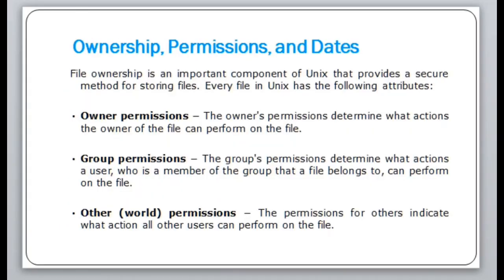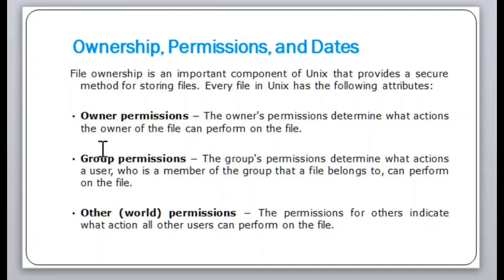Alright, let's go ahead and move on to ownership, permissions, and dates. So we're going to spend a good amount of time on this because this is actually really important info for the Linux system. This is how it stays secure, and this is how a lot of things are run on the system. So file ownership is an important component of the Unix system that provides a secure method for storing files. Every file in Unix has the following attributes. It has an owner permission, or owner of the file, and this determines what actions the owner of the file can perform on the file.